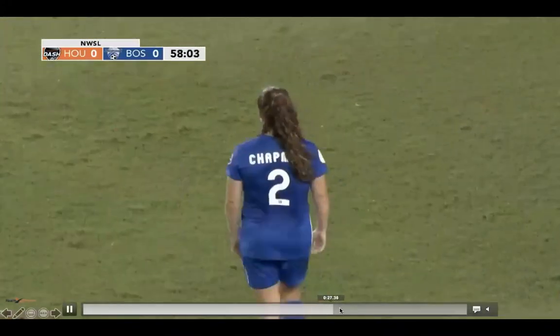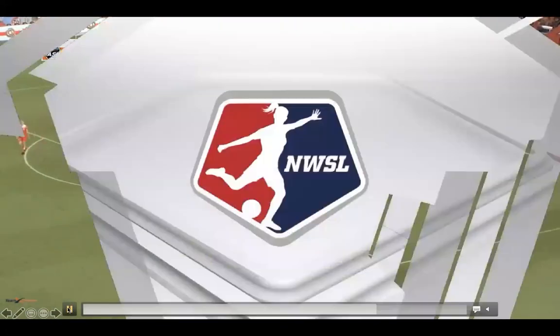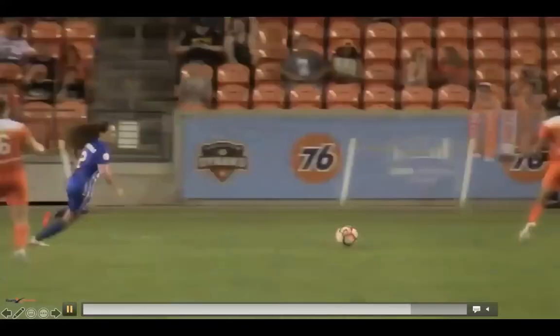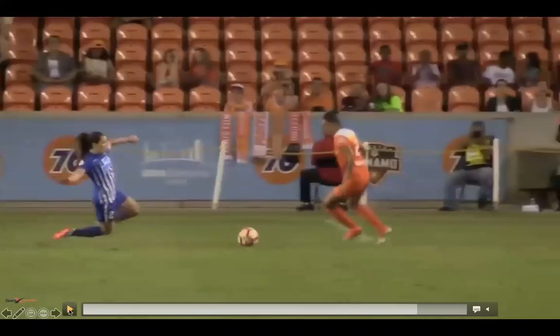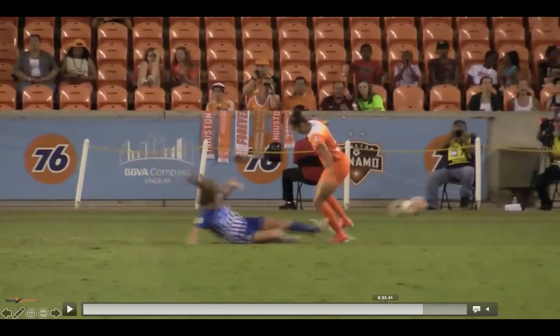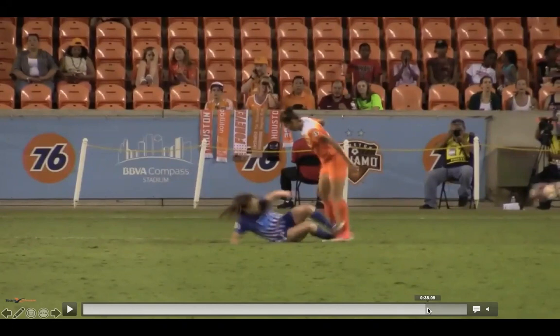So again, earlier we talked about making fair or unfair contact with an opponent after playing the ball. It's a very good example of that. So as we can see here from this second replay, she slides into the tackle, wins the ball right there. She kicks the ball away, no problem. But then as she follows through, you can see the studs go into the shin, both feet, and then she extends the leg out again.